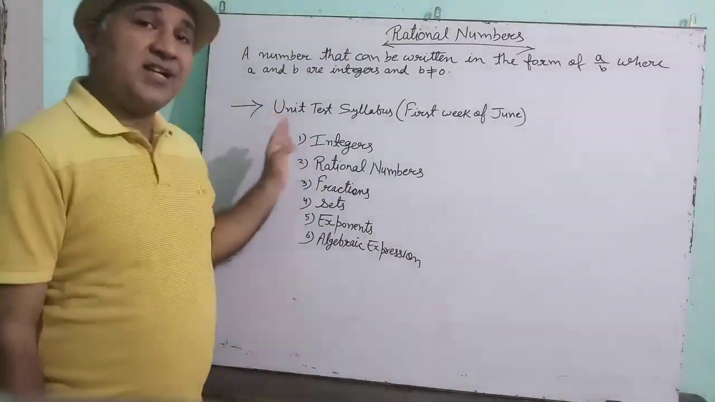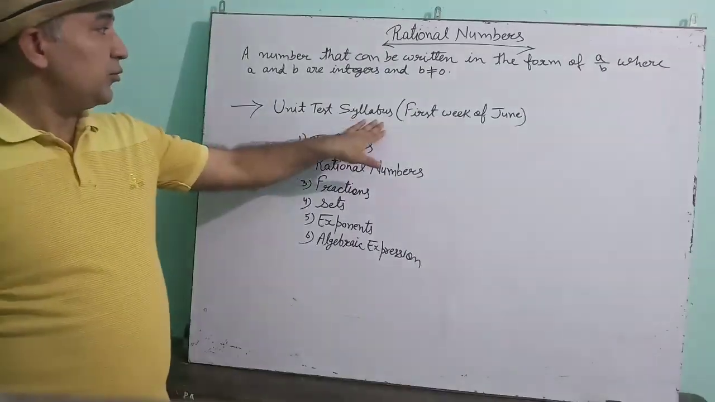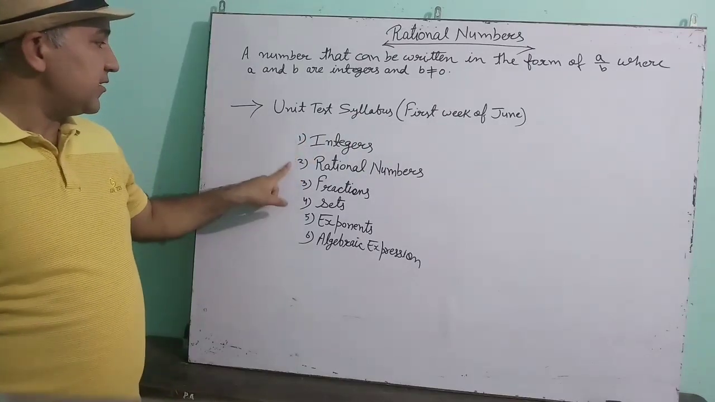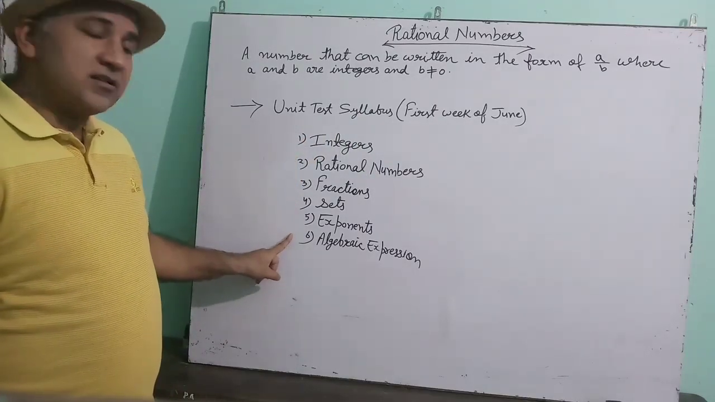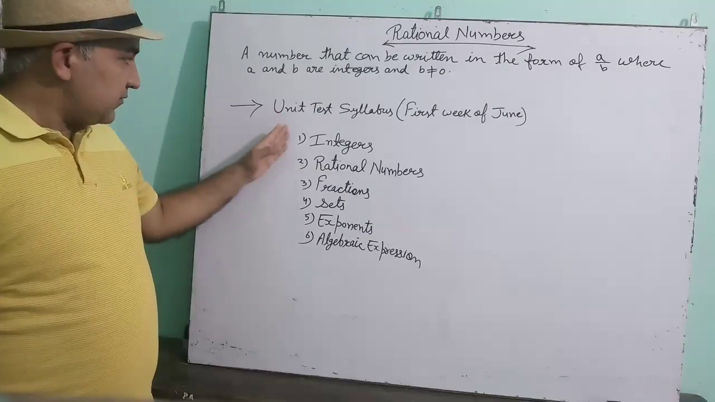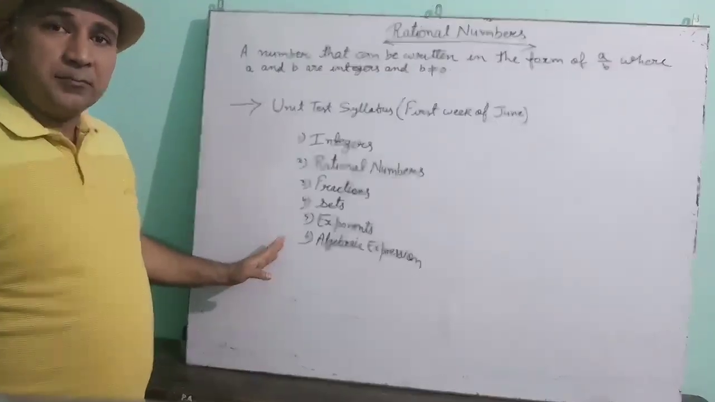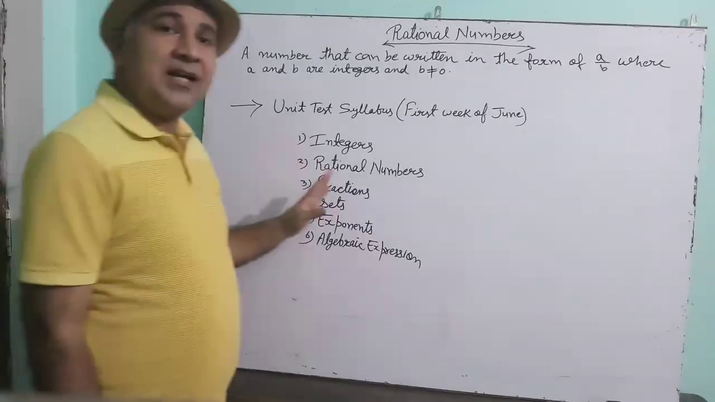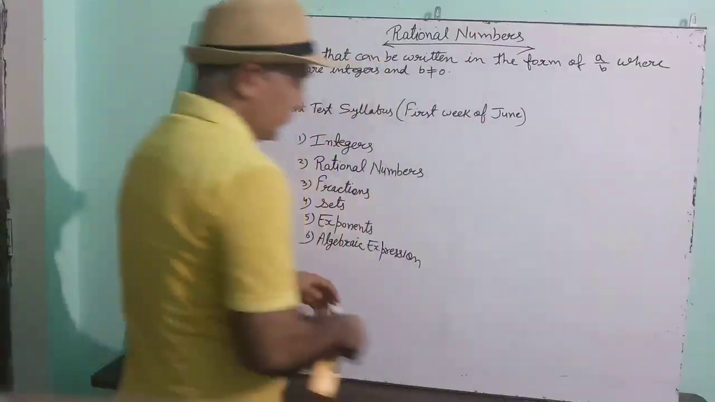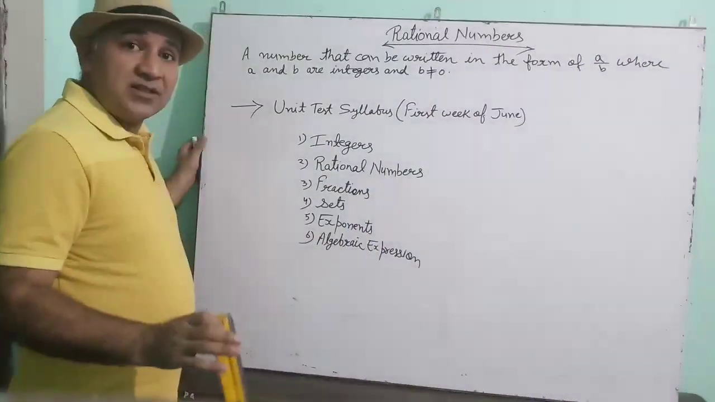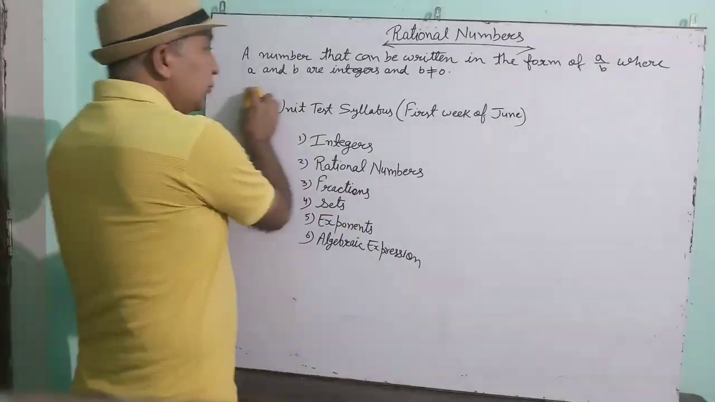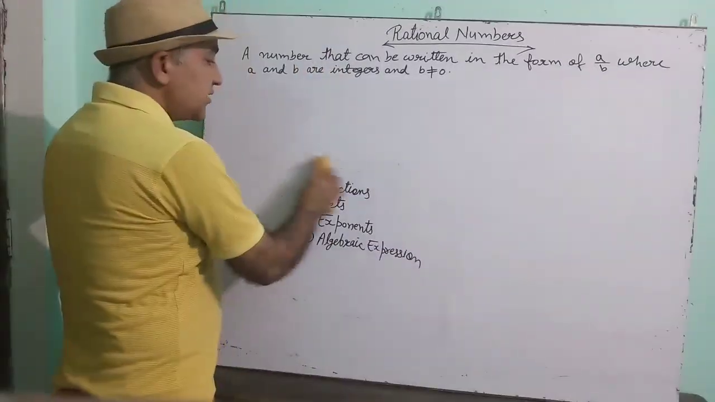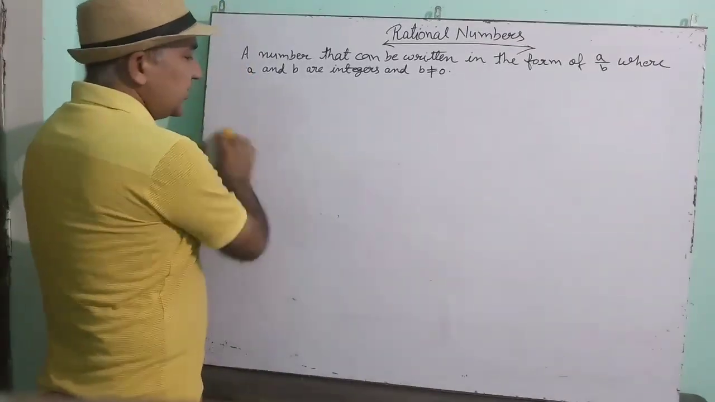But see here what we have studied. What is your unit syllabus? Integers, rational numbers, fractions, sets, exponents and algebraic expression. And these we have studied in April and May. Now we are going to revise as much as is possible. As much as possible I will try to give you a revision. Now you have to do practice so that you can score good marks in the unit test.